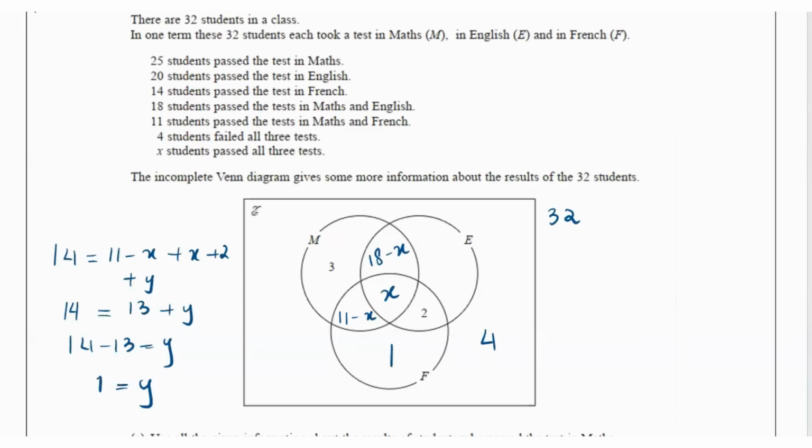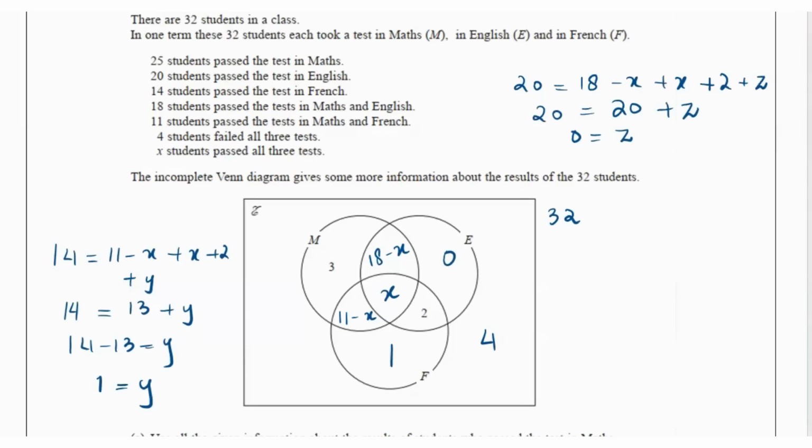And then 14 students passed the test in French. We already covered that. 20 students passed the test in English. So this entire thing is 20. So we call this Z. 20 equals 18 minus x plus 2 plus z. So that's 20 equals 20 plus z, which means z is 0. So this is going to be 0 over here.